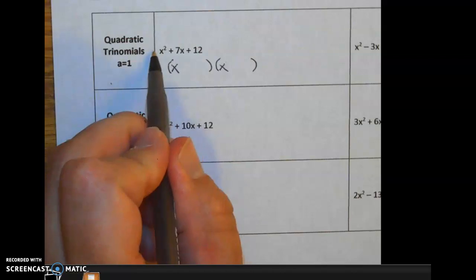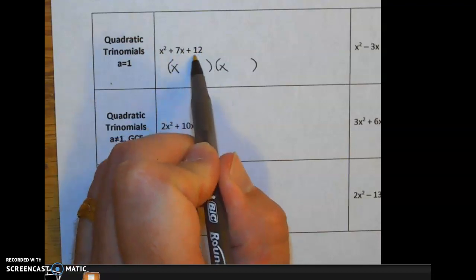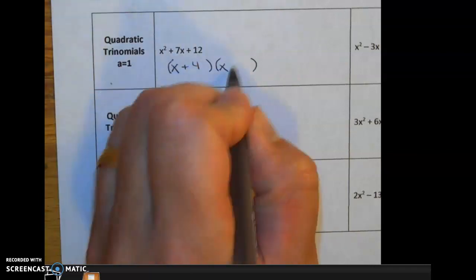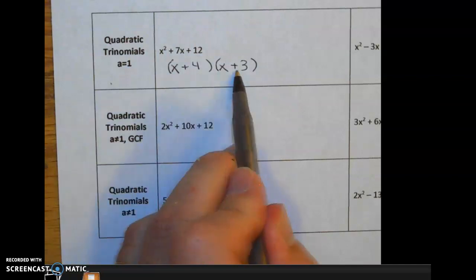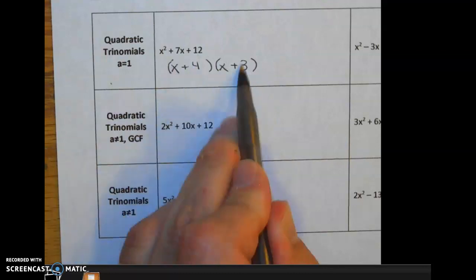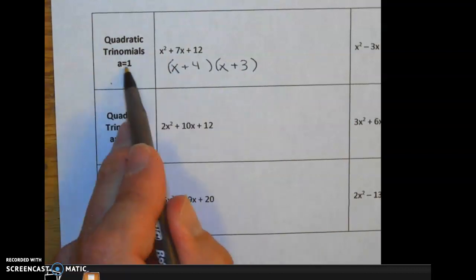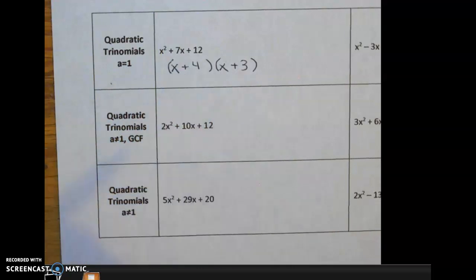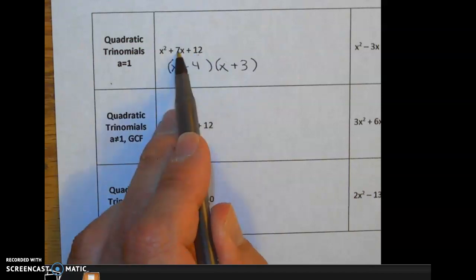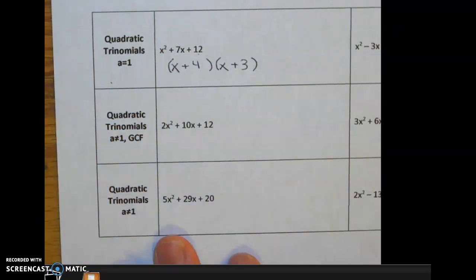Now, since the a value is 1, we can just think, what two numbers multiply to give us 12, a positive 12, and they have to add to give us a positive 7? Pretty simple, right? Positive 4 and positive 3. They multiply to give us 12, and they add, if you think of the inner plus the outer, if you're doing FOIL, you have 4x and 3x make 7x. And so when the a value is 1, then you can factor just like that. Now, if you can't think of two numbers that multiply to give you this and add to give you this, then the answer might be unfactorable or not factorable.